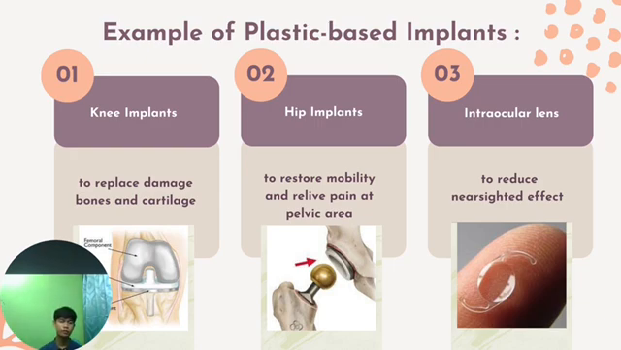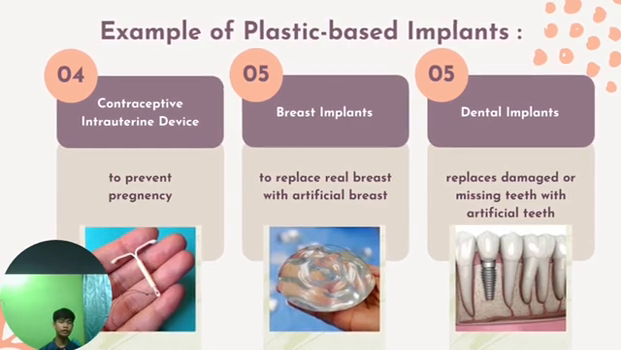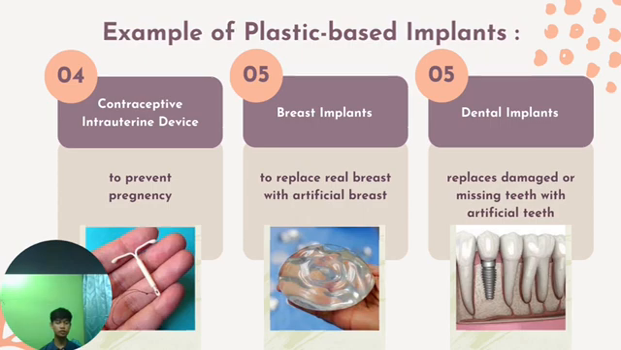The third example is the intraocular lens, which is implanted permanently into the eye to correct vision and reduce the nearsightedness effect. The next example is the contraceptive intrauterine device, which is placed inside the uterus to prevent pregnancy. And the next example is breast implants, which replace the real breast with an artificial breast made of saline gel and silicone gel.